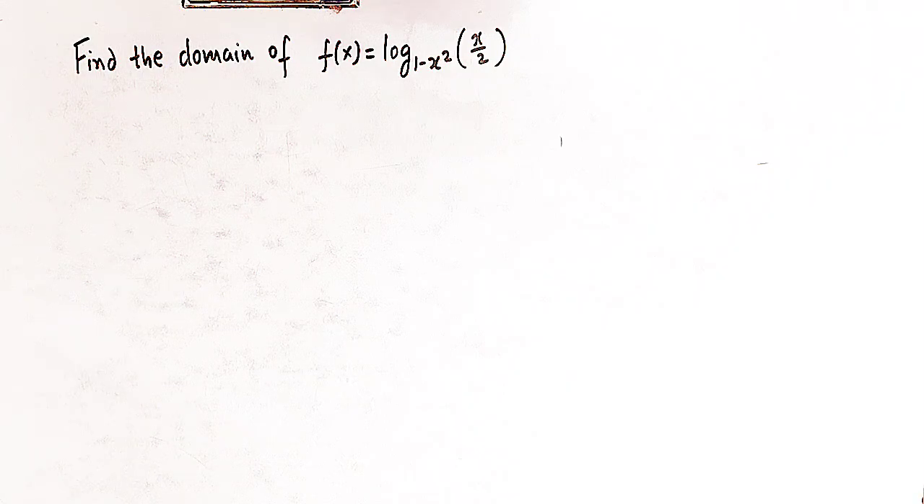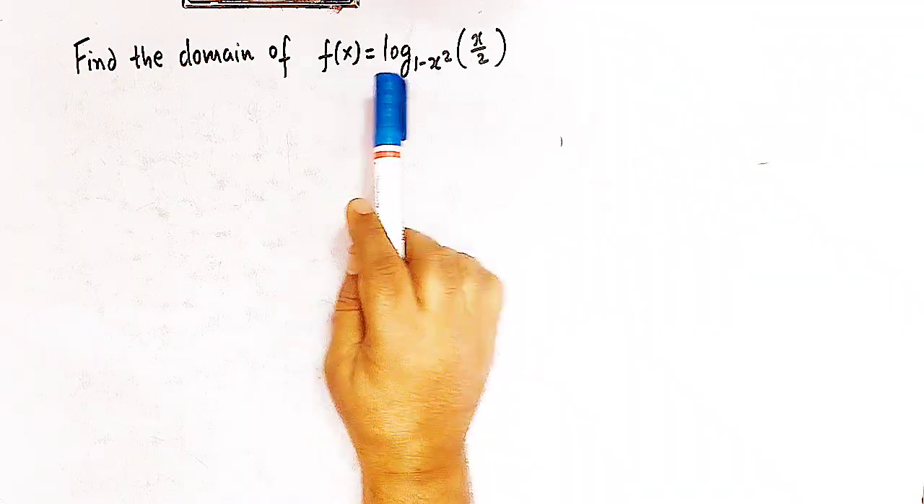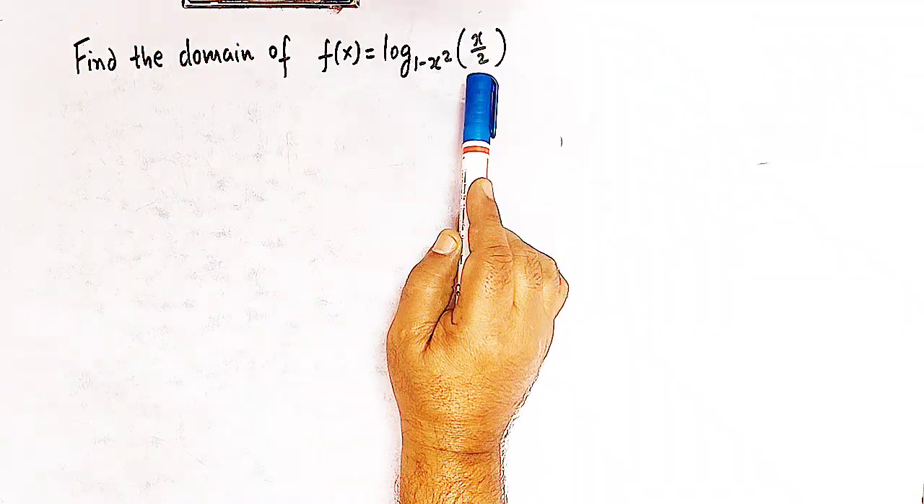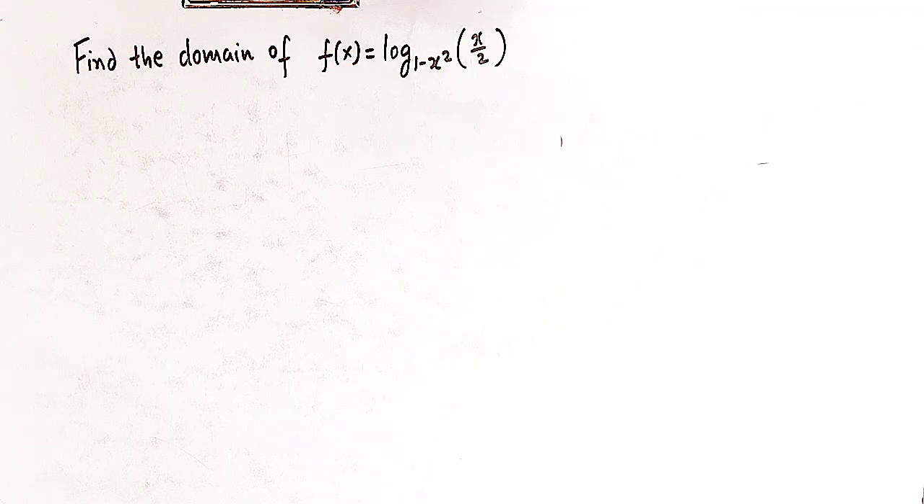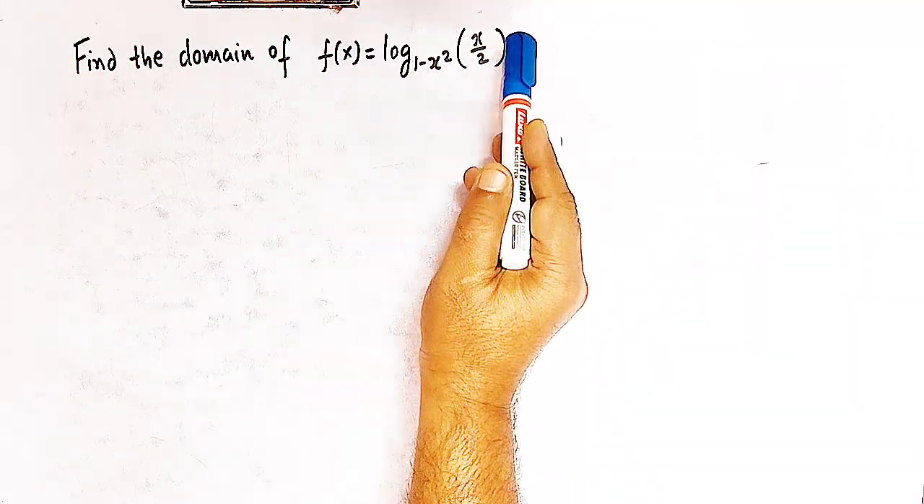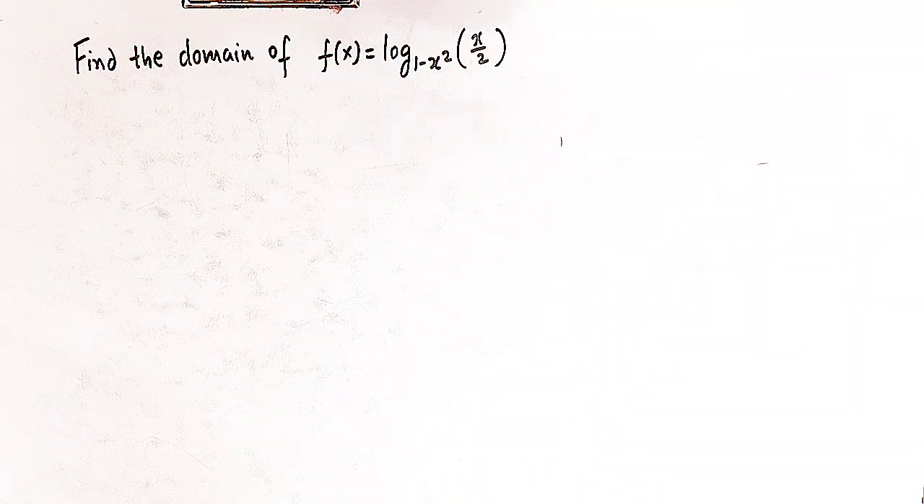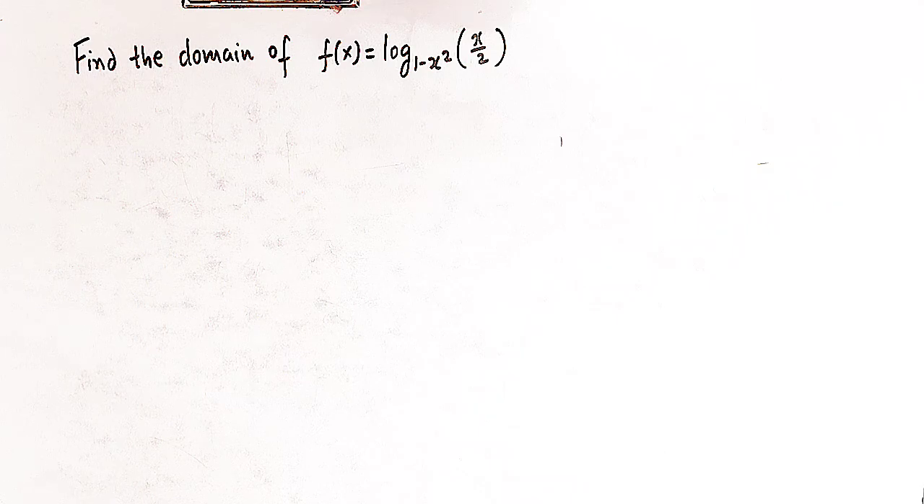Hello viewers, in this session we are going to discuss the domain of this function f of x equal to logarithm of x over 2 to the base 1 minus x square, right? So here we have to find out all the values of x for which this function is defined, or all the valid values of x for which the given function is defined.